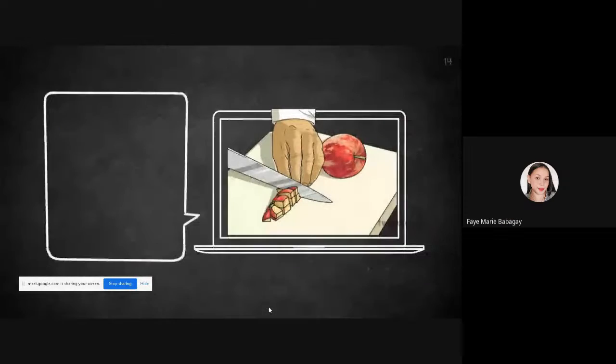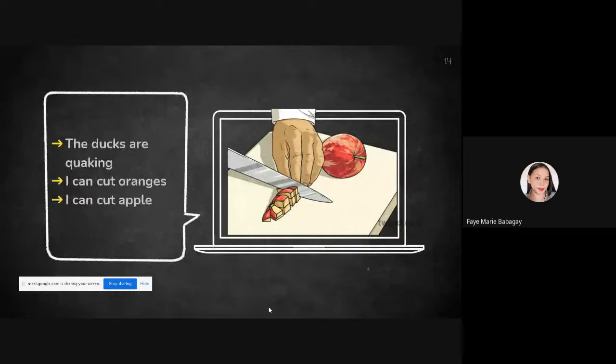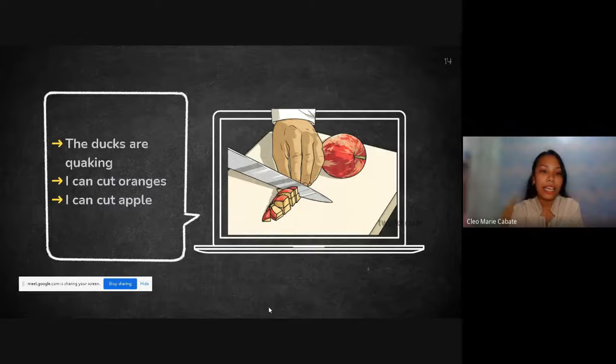So for the next picture, will you please read, Justin? Okay, thank you. The ducks are quacking. I can cut oranges and I can cut apples. So what is the answer? Okay, great.